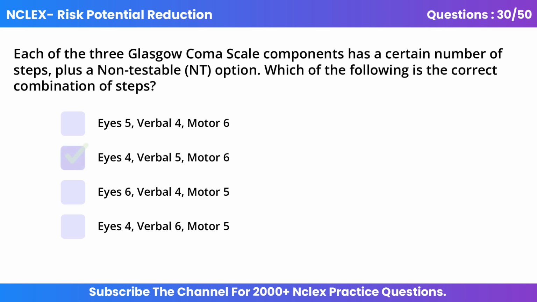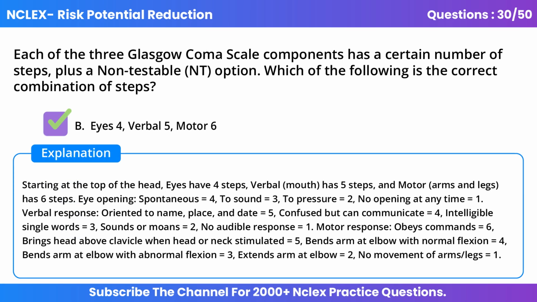B. Eyes 4, verbal 5, motor 6. Starting at the top of the head, eyes have 4 steps, verbal, mouth, has 5 steps, and motor, arms and legs, has 6 steps. Eye opening, spontaneous equals 4, to sound equals 3, to pressure equals 2, no opening at any time equals 1. Verbal response, oriented to name, place, and date equals 5, confused but can communicate equals 4, intelligible single words equals 3, sounds or moans equals 2, no audible response equals 1.